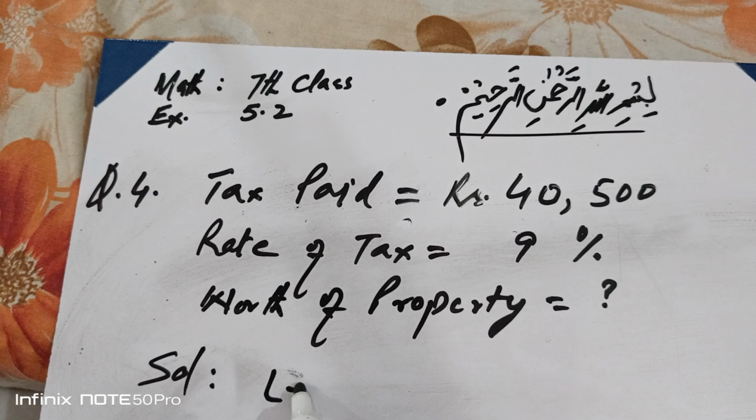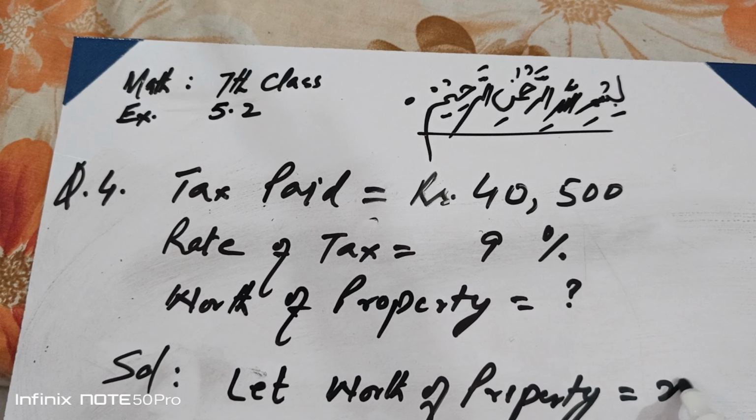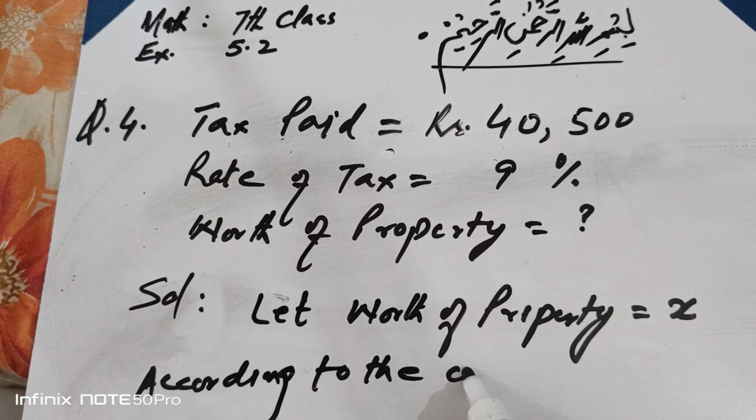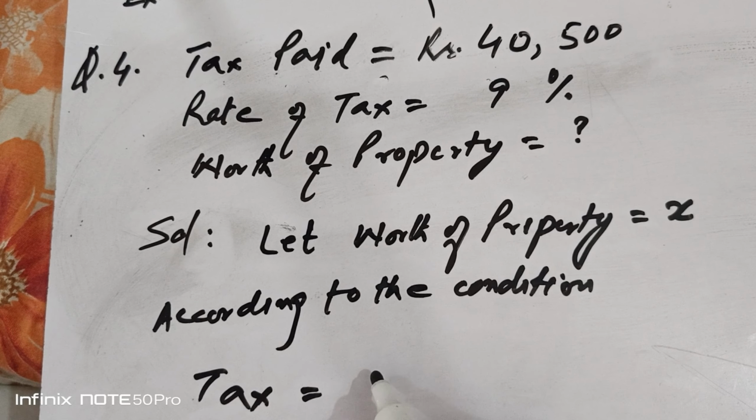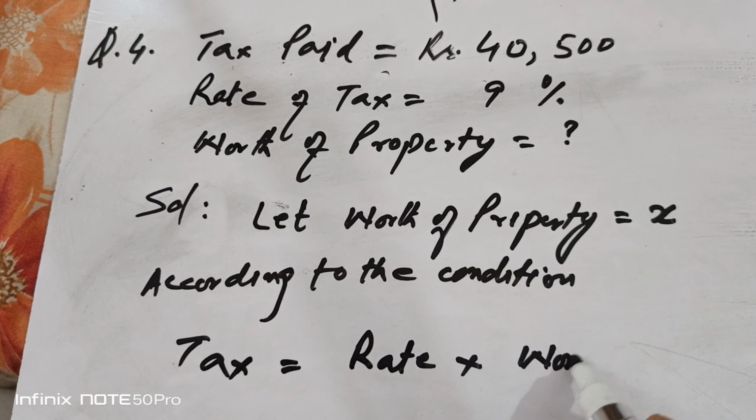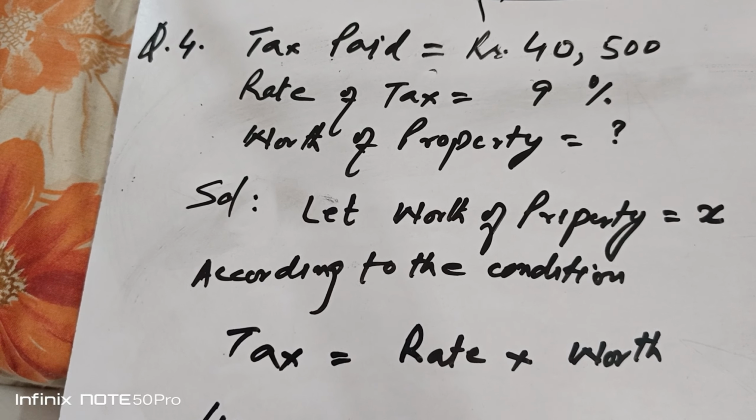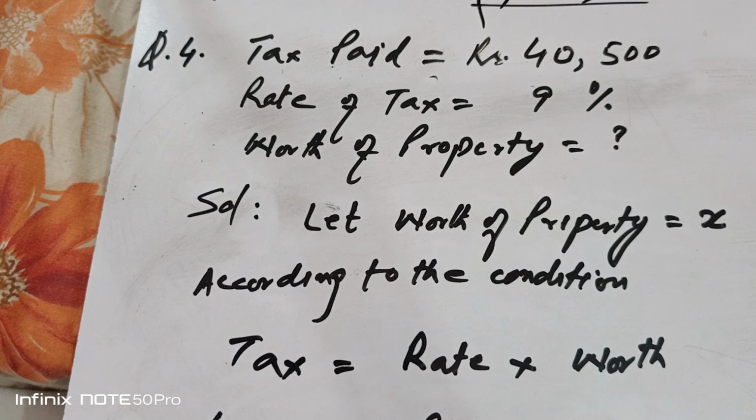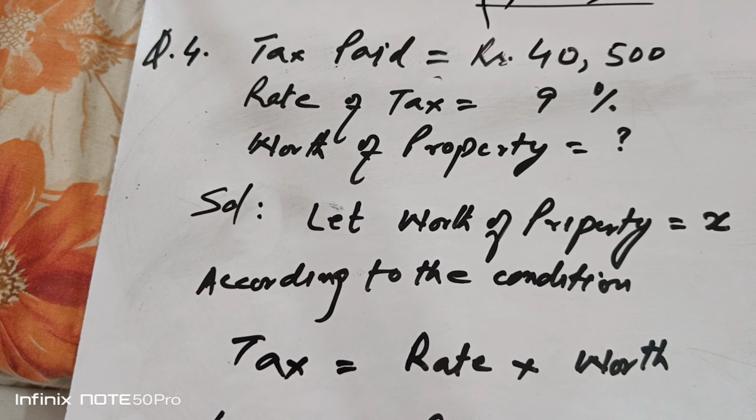Let worth of property be equal to x, and according to the condition, tax is equal to rate multiplied by worth of the property. And we know the tax. The amount of the tax is 40,500. And rate, we have the rate which is 9%. 9% means 9 out of 100. And worth of the property we don't know, and we will write it as x.